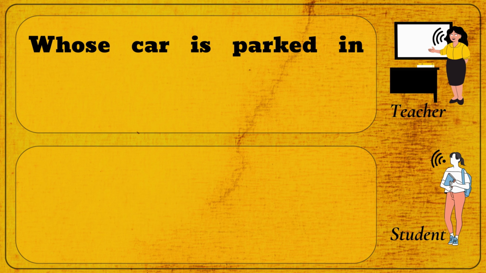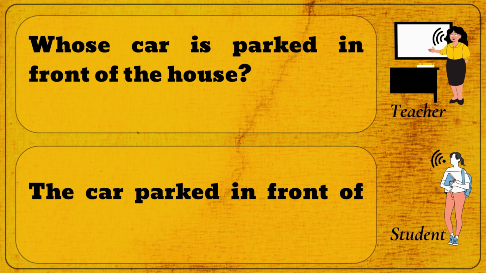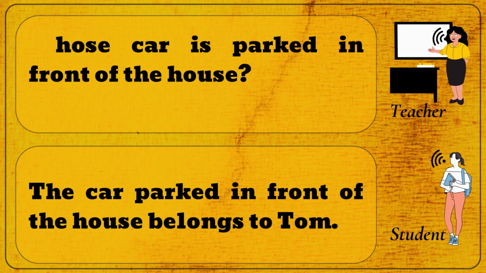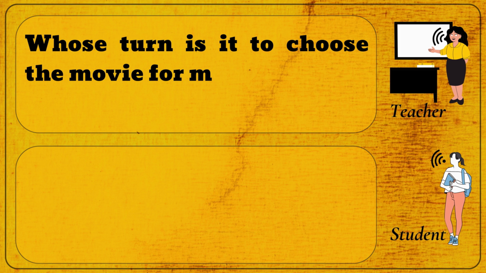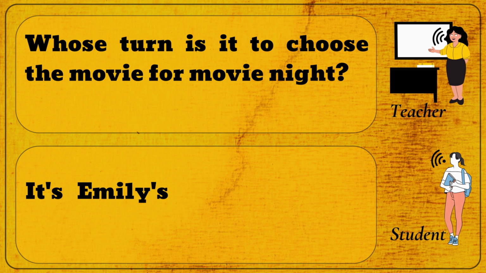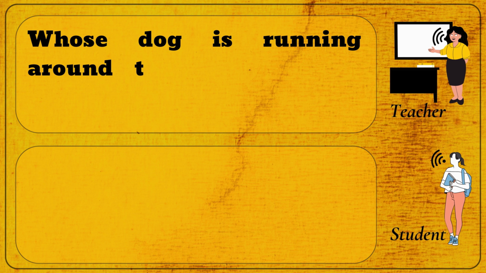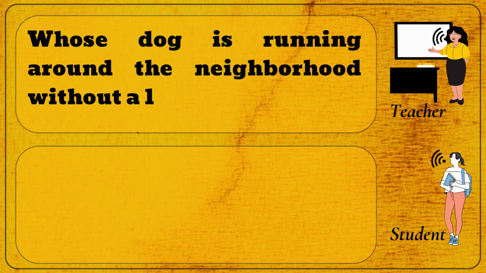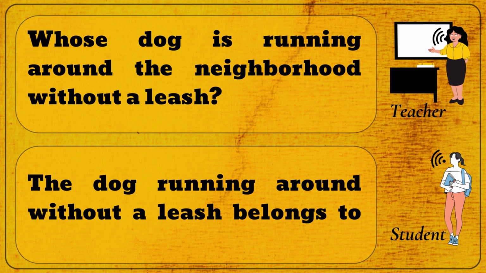Whose car is parked in front of the house? The car parked in front of the house belongs to Tom. Whose turn is it to choose the movie for movie night? It's Emily's turn to choose the movie for movie night. Whose dog is running around the neighborhood without a leash? The dog running around without a leash belongs to Mr. Johnson.